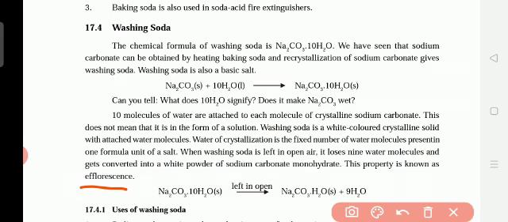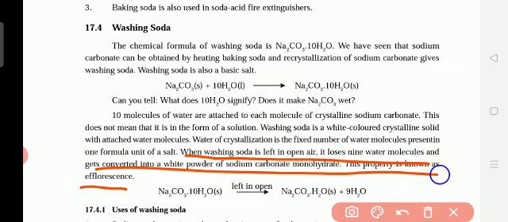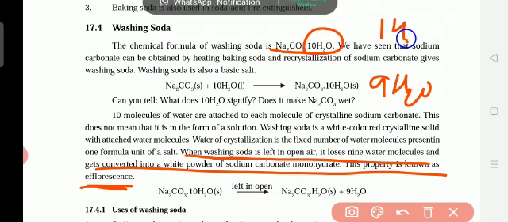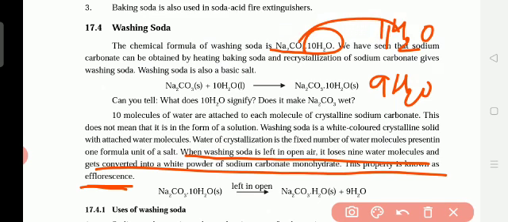efflorescence. Underline this point, from here to here. What is efflorescence? So now sodium carbonate has 10H2O, 10 water molecules. If you leave it open without closing, what happens is that 9 water molecules will evaporate into the atmosphere, and 1 water molecule will remain with the sodium carbonate.